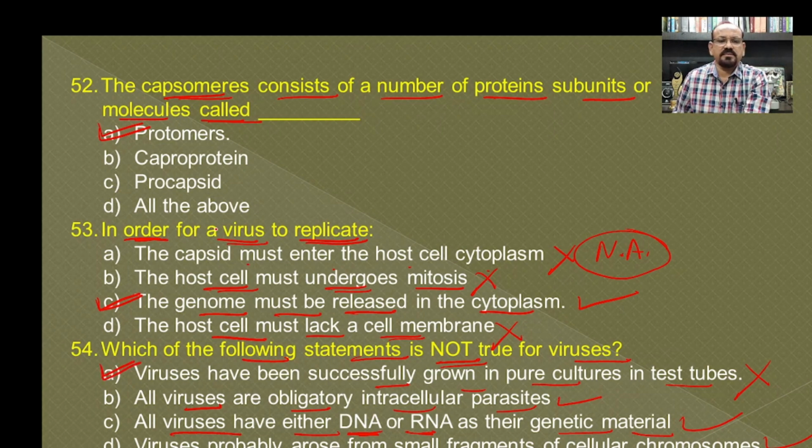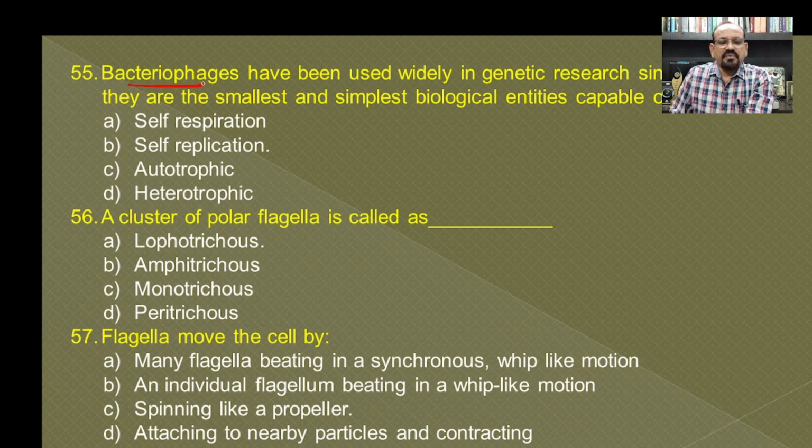Then the bacteriophages have been used widely in genetic research since they are the smallest and simplest biological entities capable of self-replication. Bacteriophages have the ability of self-replication inside the bacterial cell, and because of that we can generate multiple copies of the phages, and hence because of self-replication they are used in genetic research.